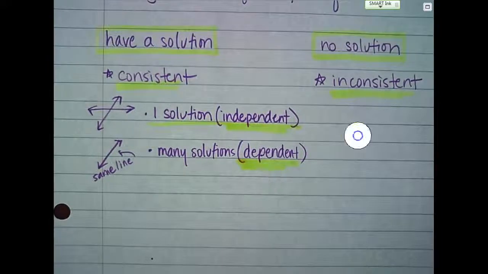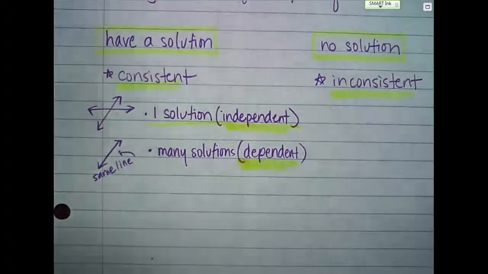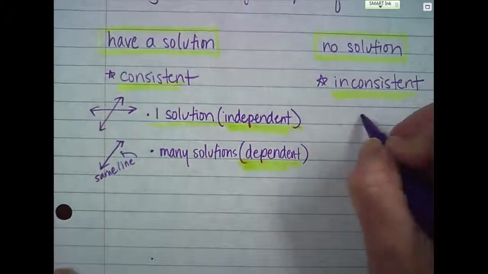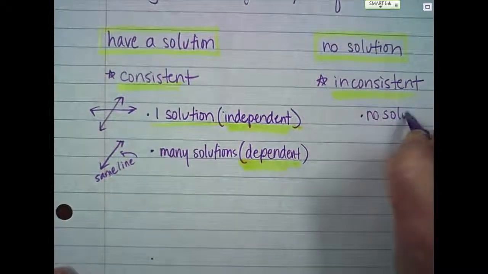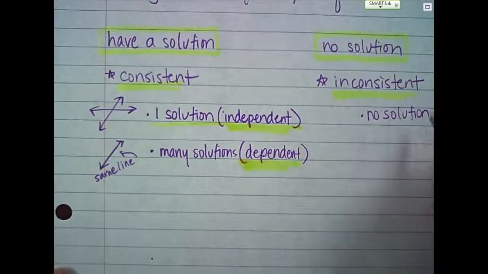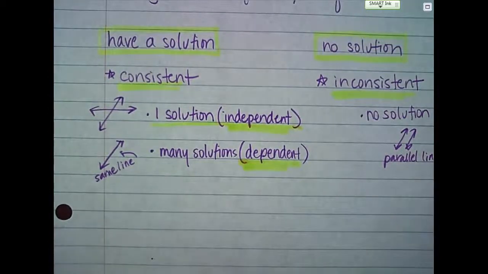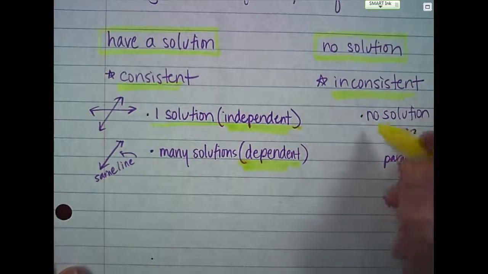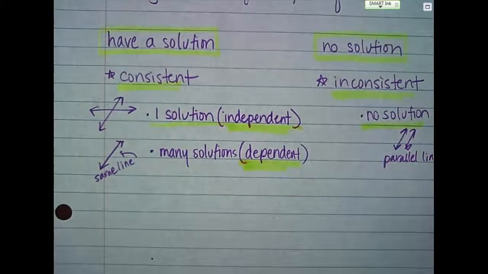Move over to no solution. If you're no solution, you're considered inconsistent. If you're inconsistent, okay, then you have no solutions. What kind of lines do those look like? Perfect. No solution. That's because they are parallel lines. And we are talking about, guys, we're talking about lines that are equations. We're not talking about inequalities right now. We're only dealing with equations.